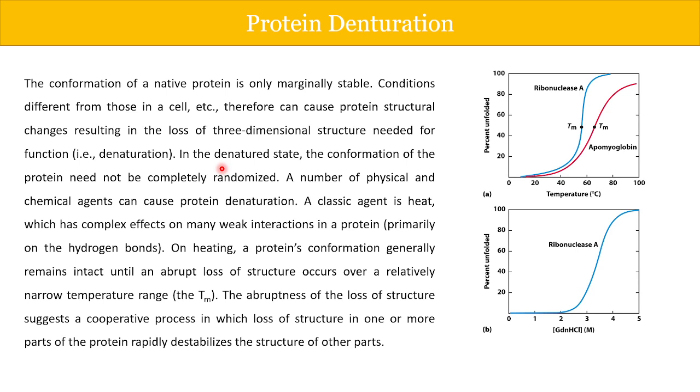There are different chemical agents as well as physical agents which you can apply for the denaturation of a particular protein. A classical agent is heat or thermal energy, which has complex effects on many weak interactions.